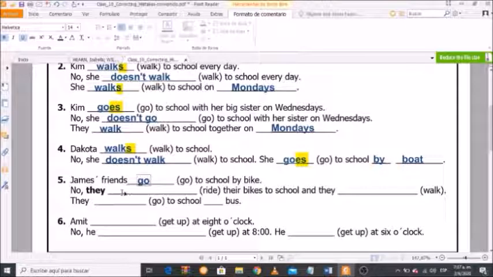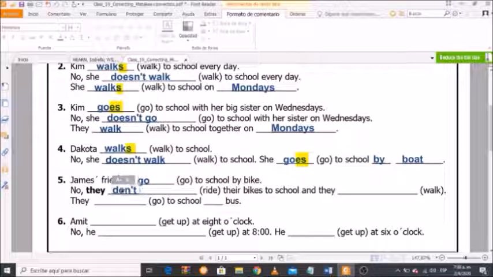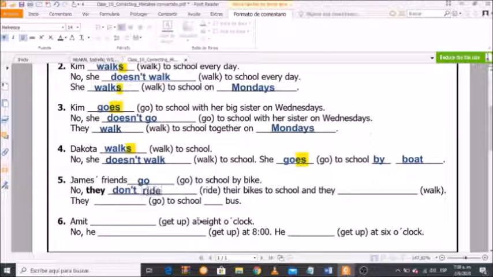No, they... Okay, pay attention here. Hasta ahora veníamos usando la palabra doesn't para negar nuestras oraciones. En este caso, vamos a usar la palabra don't, que fue la que vimos la clase pasada. No se preocupen porque ya les voy a explicar por qué vamos a usar la palabra don't en este caso. They don't ride their bikes to school, and they, y siguiendo nuestro primer ejemplo, they don't walk, okay? They, very good, go to school, and what word goes here? Remember, by boats, so, very good. By bus, very good.